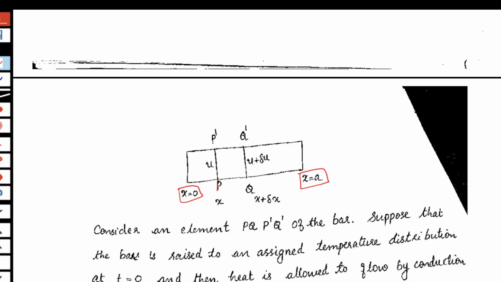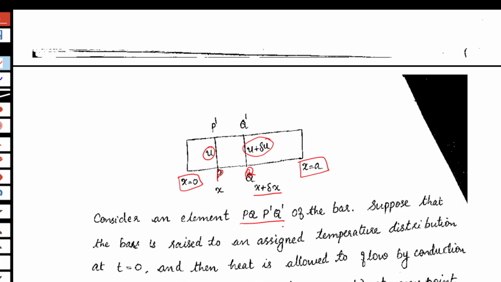We are taking 2 points P and Q. x is the distance of a point on PP' from the origin, which is represented by small x, and Q is a point that is at a distance x plus delta x from the origin. Now the temperature at PP' is represented by u and the temperature at QQ' is represented by u plus delta u. We consider the element PQP'Q' of the bar.